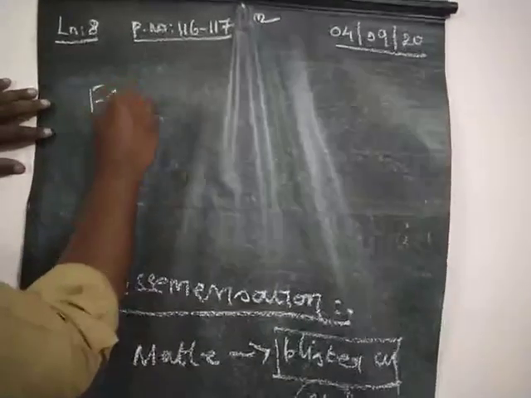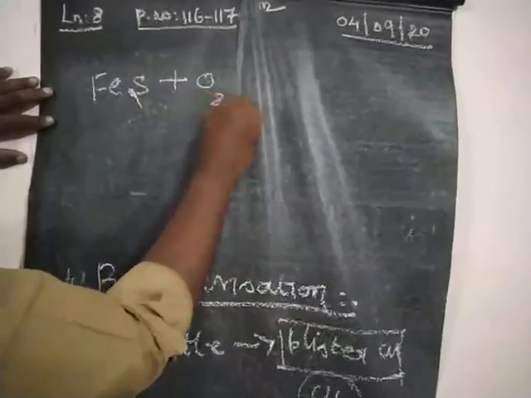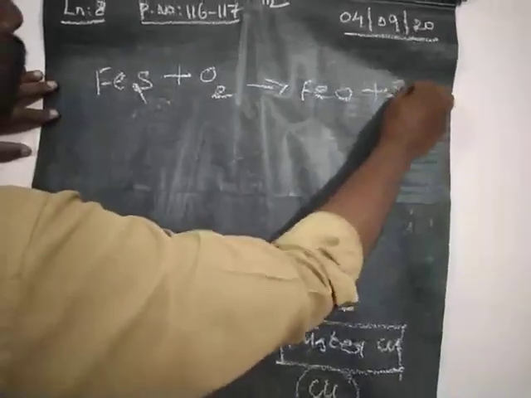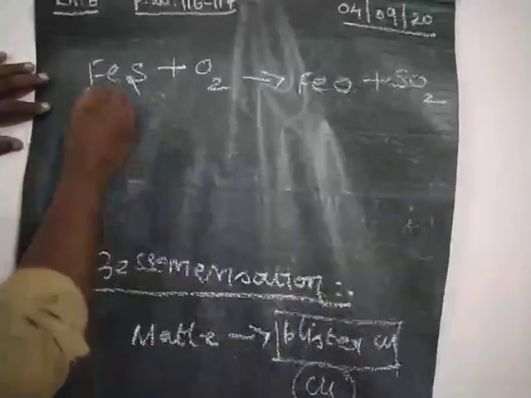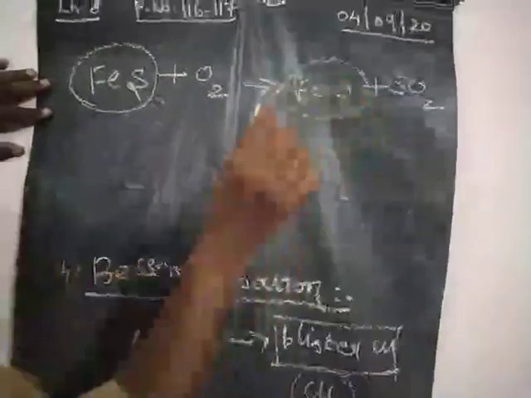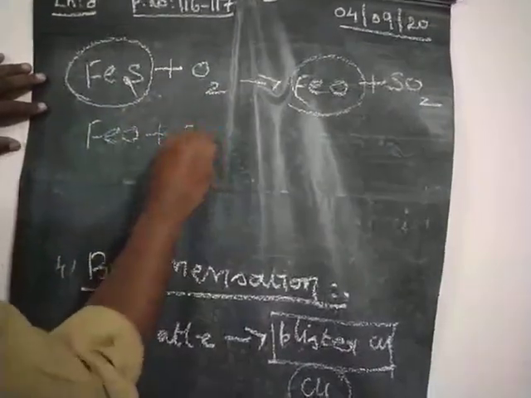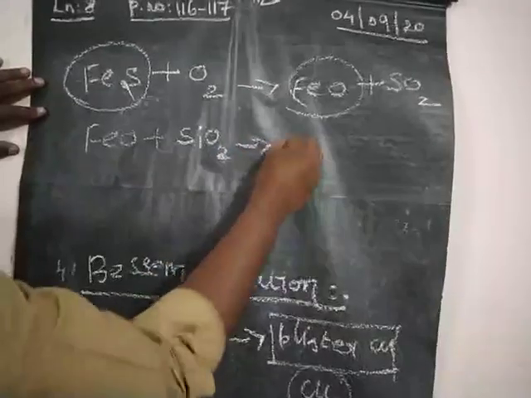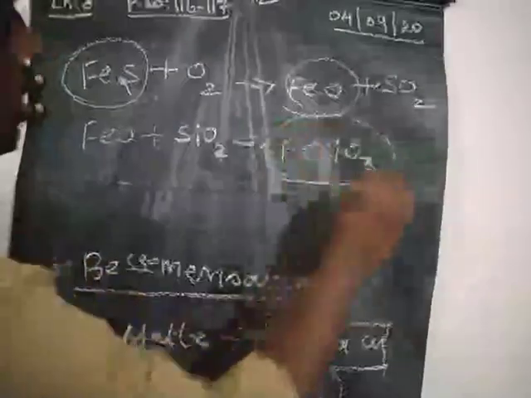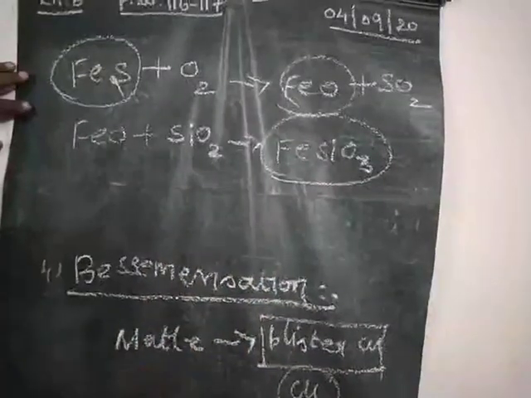Ferrous sulfide reacts with the excess of oxygen and is converted into FeO plus SO2. So sulfides of iron are converted into oxides of iron. Again, that oxide of iron reacts with SiO2, sand, to give FeSiO3, iron silicate. This is the basic product, removed as a sludge.